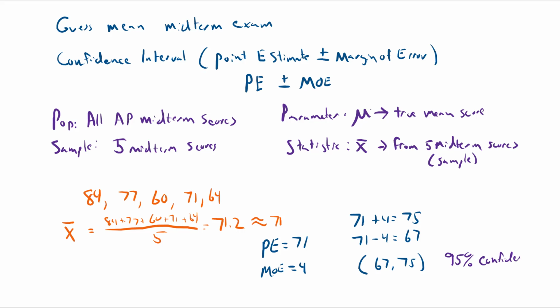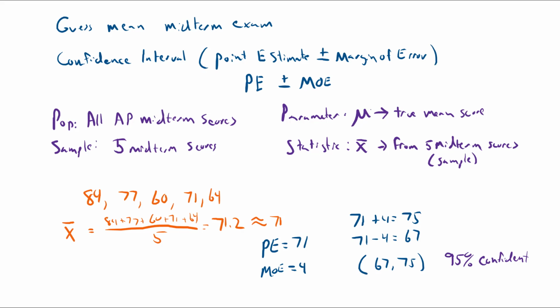Confident. Okay? So again, we got our point estimates by coming up with a mean value, right?